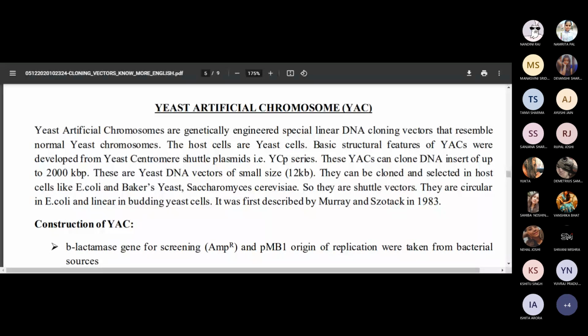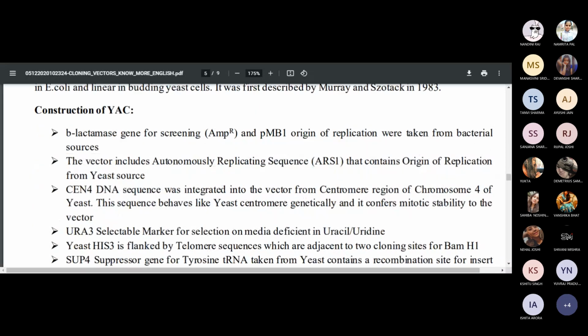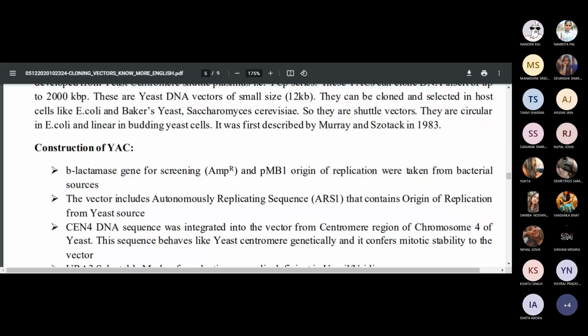In the case of eukaryotes, chromosomes are linear. You are not having a circular chromosome. So they are going to have a telomere and a centromere, so that they can establish themselves on the metaphase plate and migrate toward the ends during replication. So now how are you going to construct these YAC vectors? Melissa, please read the construction of YAC.